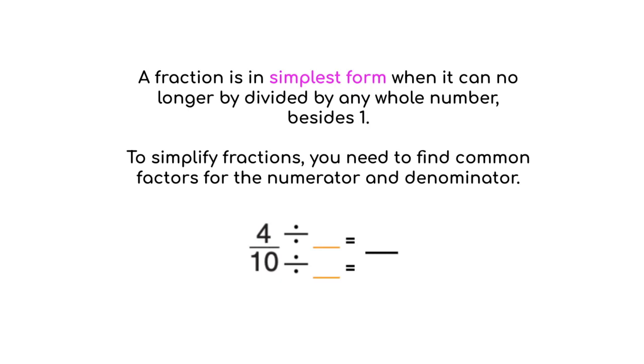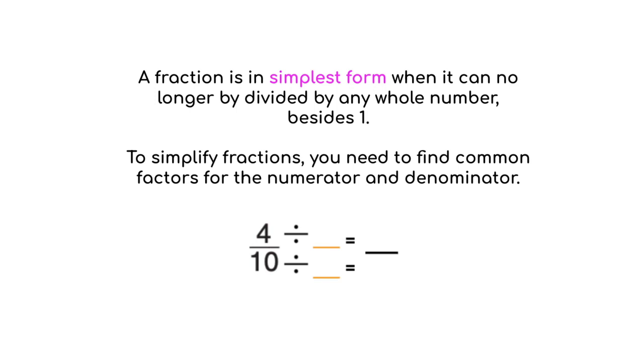In this video, you will learn how to write fractions in simplest form. A fraction is in simplest form when it can no longer be divided by any whole number besides 1. To simplify fractions, you need to find common factors for the numerator and the denominator. So you will think about what you can divide the numerator and denominator by that is the same.